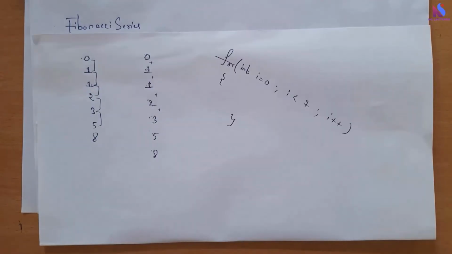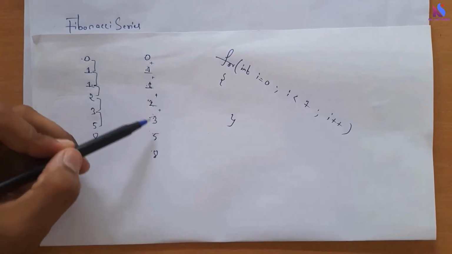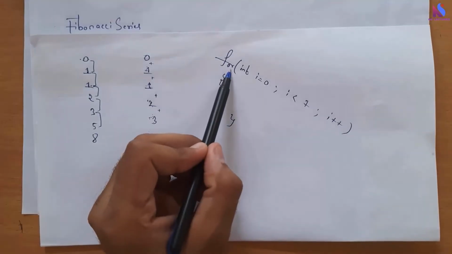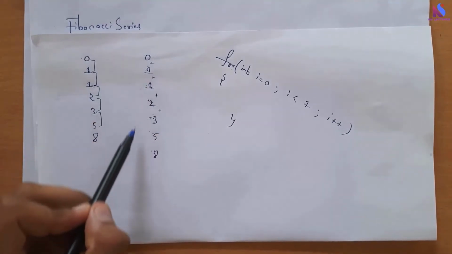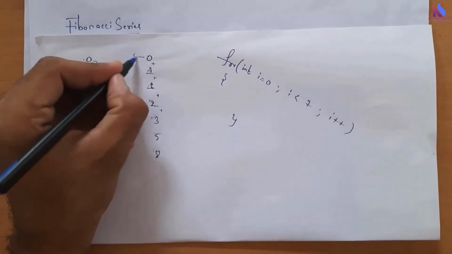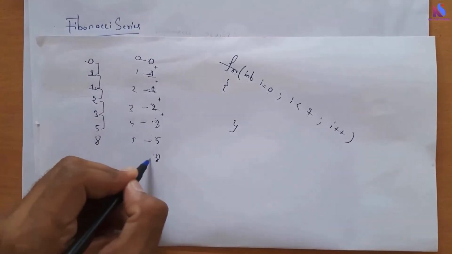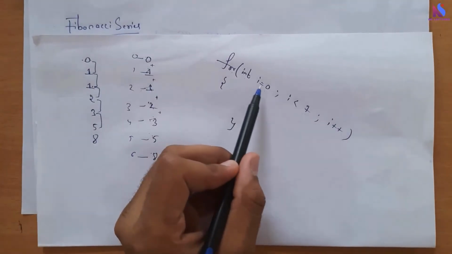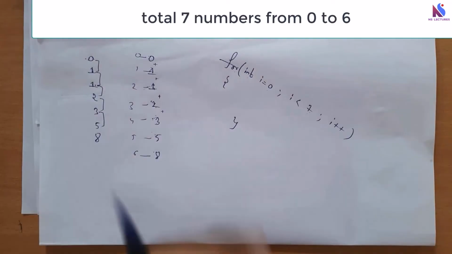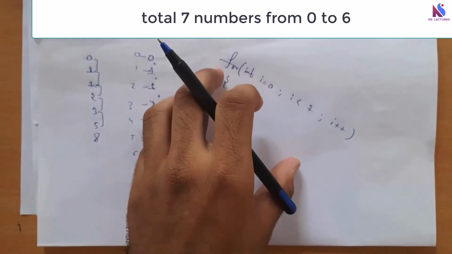We found Fibonacci series for 1, 2, 3, 4, 5, 6, 7 elements. So in order to find Fibonacci series, we need to use a for loop. So here I wrote for int, all these are integers. So I wrote here int i equal to 0, i less than 7, starting from 0, 1, 2, 3, 4, 5, 6. So I wrote here for int i is equal to 0, i less than 7, i plus plus. You need to remember this. For Fibonacci series, we use a for loop.